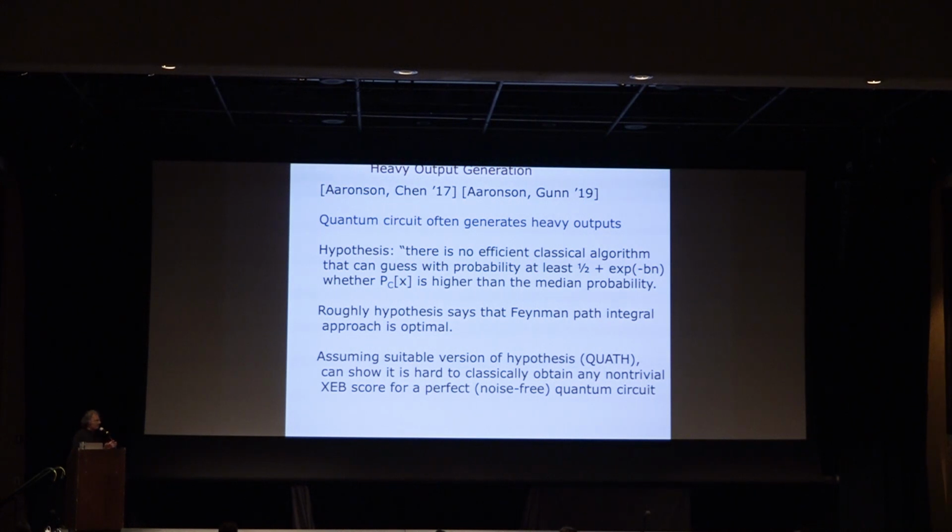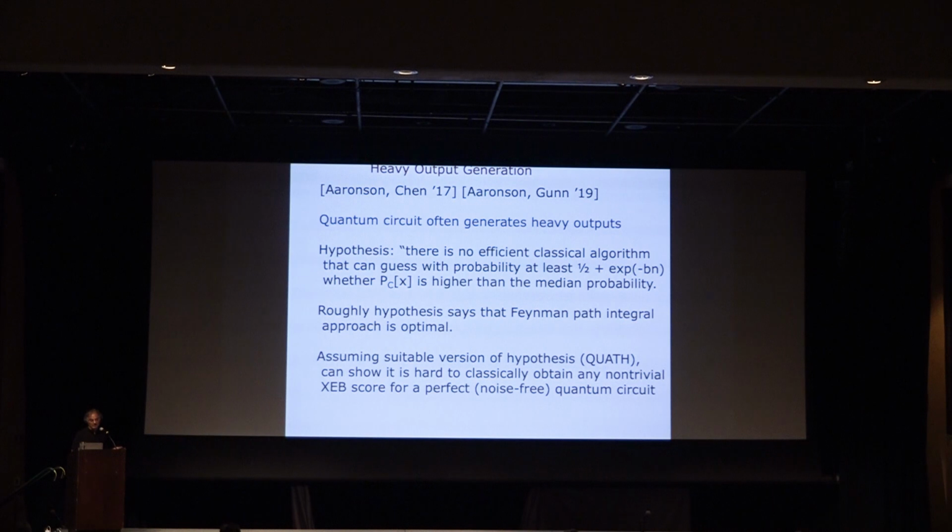What they then showed is that assuming some slightly more sophisticated version of this hypothesis, QUAC or XQUAC, you can show that it's hard to classically obtain any non-trivial XEB score for a perfect quantum circuit, and therefore even for this perfect quantum circuit. And so if you've achieved it in the lab, then it shows that you've achieved quantum supremacy.